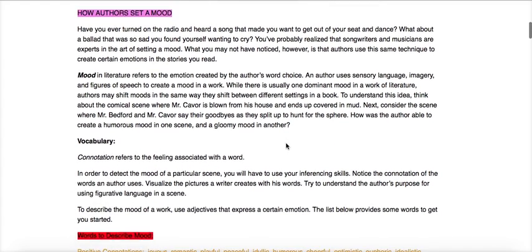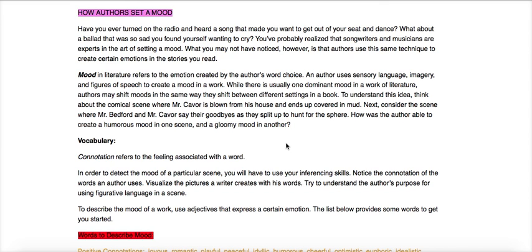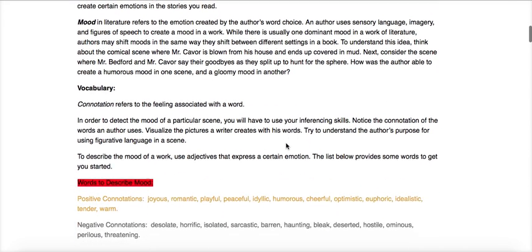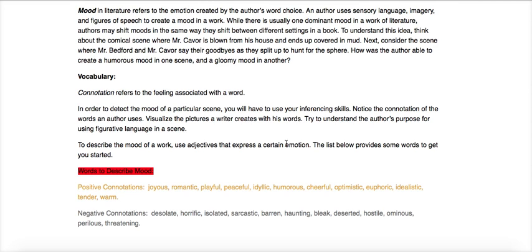Have you ever turned on the radio and heard a song that made you want to get out of your seat and dance? What about a ballad that was so sad you found yourself wanting to cry? You've probably realized that songwriters and musicians are experts in the art of setting a mood. What you may not have noticed, however, is that authors use the same technique to create certain emotions in the stories you read. Mood in literature refers to the emotion created by the author's word choice. An author uses sensory language, imagery, and figures of speech to create a mood in a work.